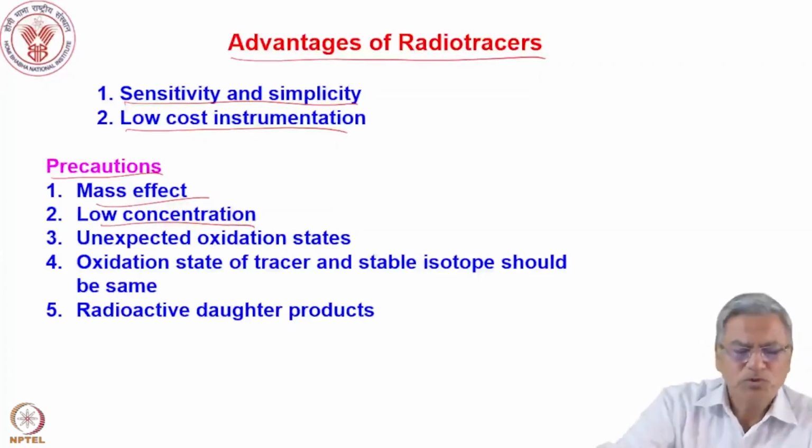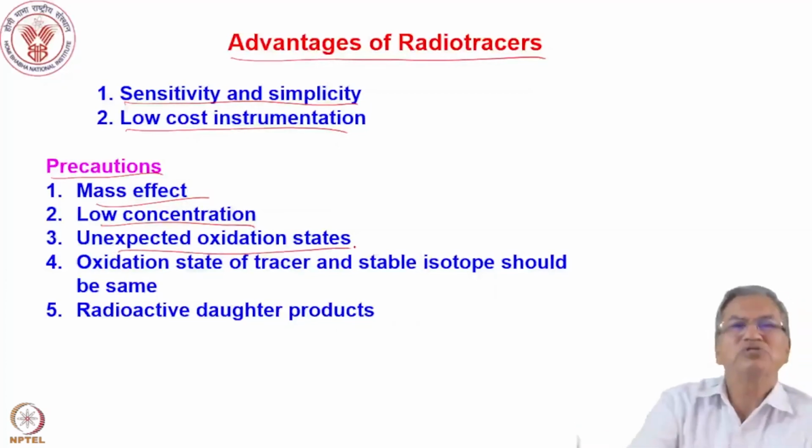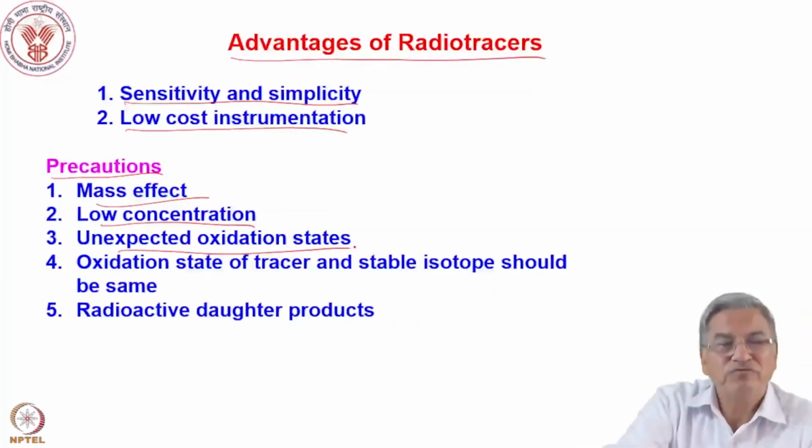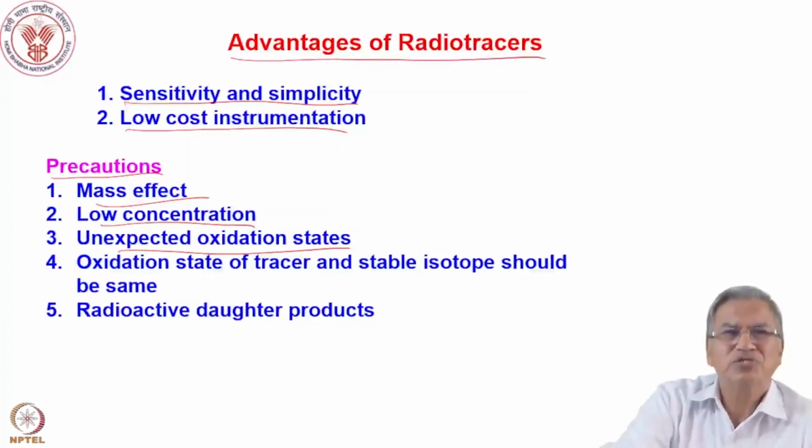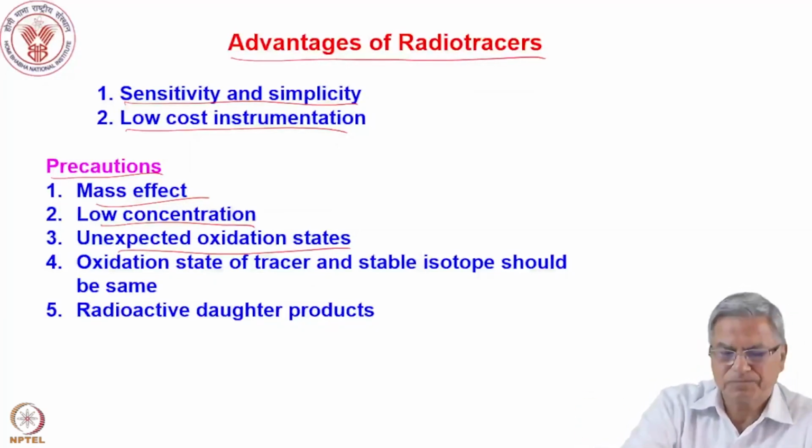When you produce a radioisotope, it may be produced in a particular oxidation state, you don't know. So you have to verify what the oxidation state is, and then you make sure all the atoms are present in that particular oxidation state. So you need to adjust the oxidation state by using oxidizing or reducing agents.